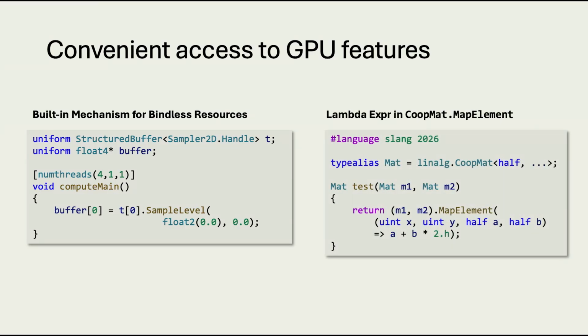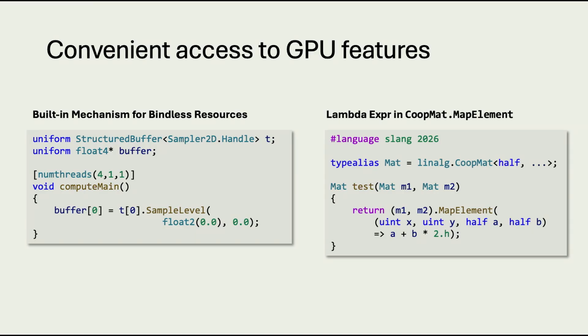Another example is Slang's exposure of the cooperative matrix extension. We introduced tuples and lambda expressions to make it really convenient to define per-element operations on a cooperative matrix. In this code, you see this map element function taking a lambda expression that operates on each element of the matrix to compute that per-element operation.